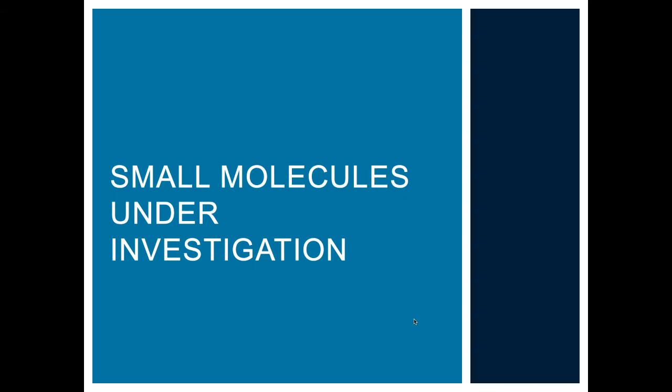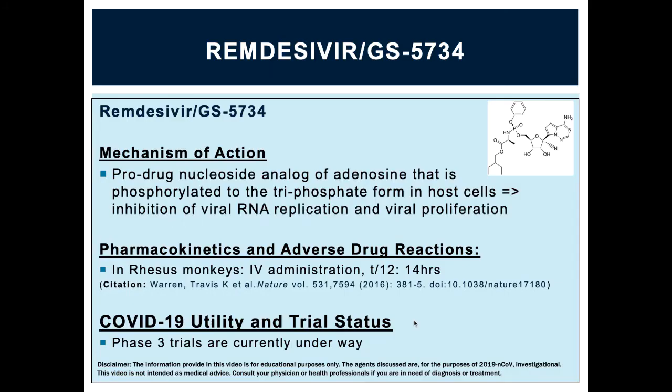Now let's move on to small molecules under investigation. An exciting small molecule prospect is Remdesivir, also known as GS5734. Remdesivir has been under investigation for a number of years and was evaluated as a treatment for Ebola in the family Filoviridae, also an RNA virus, but was not successful. Subsequent preclinical work in cell culture and animal models of coronavirus infection, including SARS-CoV and MERS-CoV, have revealed that remdesivir is effective at inhibiting viral replication.